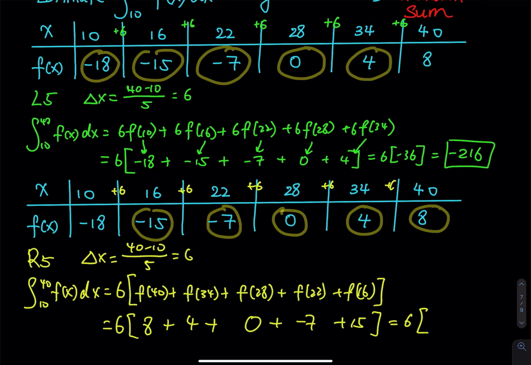So that is 20. I was right. So that is 20. So 6 times 20 is equal to 120.